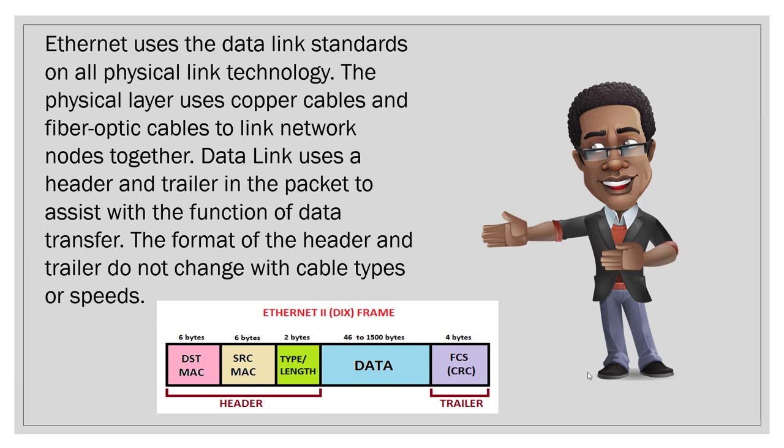Data link uses a header and a trailer in a packet to assist with the function of data transfer. So as you can see down here, we have a packet shown here, and it has a header and it has a trailer. This does not change no matter what type of cable you're using or how fast the bandwidth on the cable may be. The format of the header and trailer do not change with the cable types or speed, so that will not change whether you're using a 10 megabyte cable, 100 megabyte cable, or even a 10 gigabyte cable. The Ethernet frame type does not change.